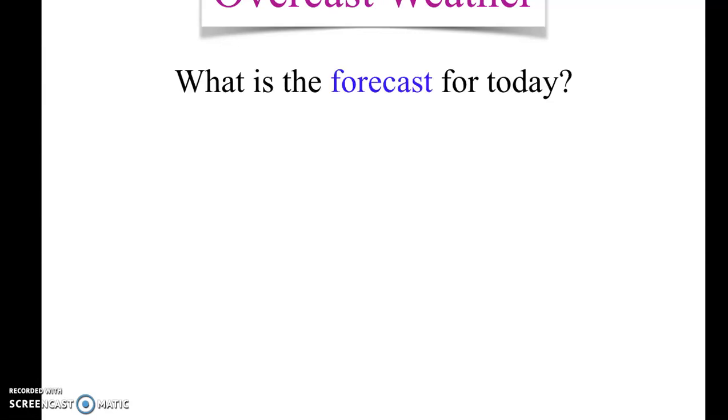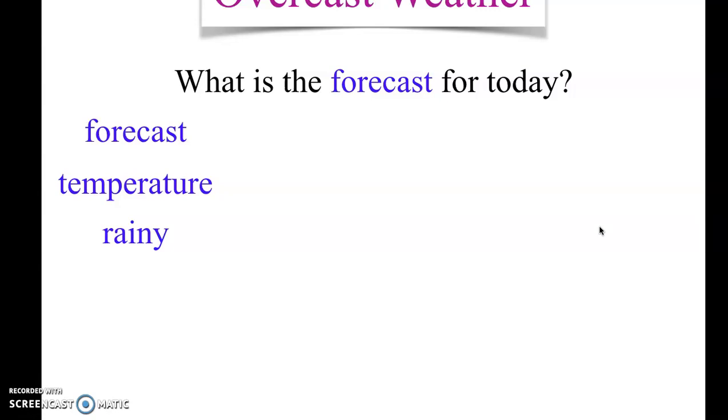And the question might be, what is the forecast for today? So the word we're looking at, forecast. And we have some other words. So forecast. We're going to talk about the word temperature. Rainy, right? This would be the adjective, rainy. Cloudy. Stormy. And the word chance, okay? Chance.